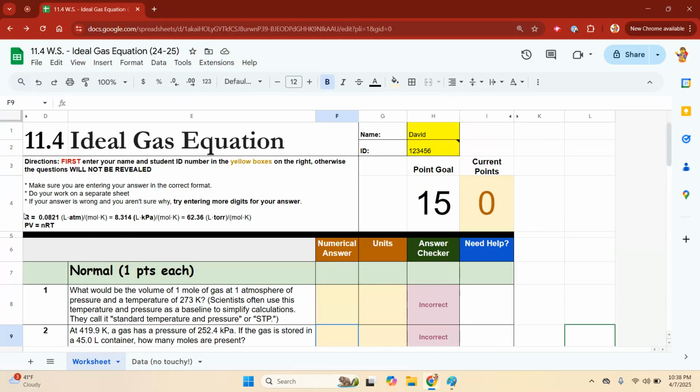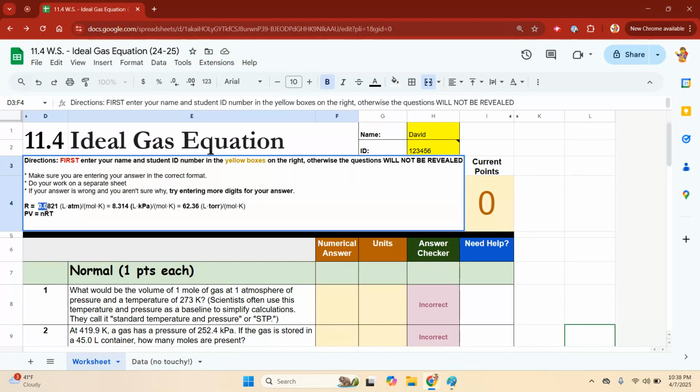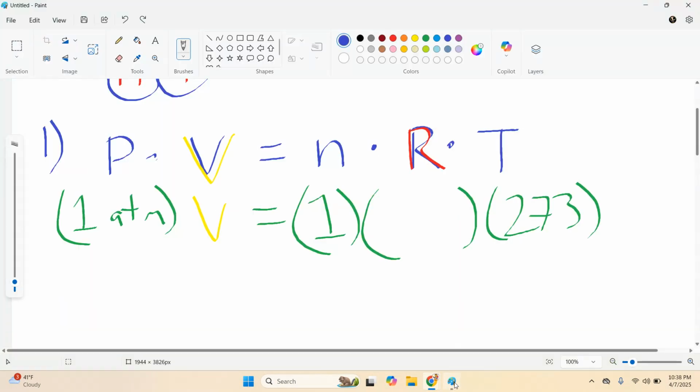I wrote it down on the sheet. 0.0821. That is the gas constant when you're using atmospheres. If we were using kilopascals, it would be 8.314. And if we were using torr, it'd be 62.36. But here we go, 0.0821. I got a stylus, so I'm not writing with my fat fingers.